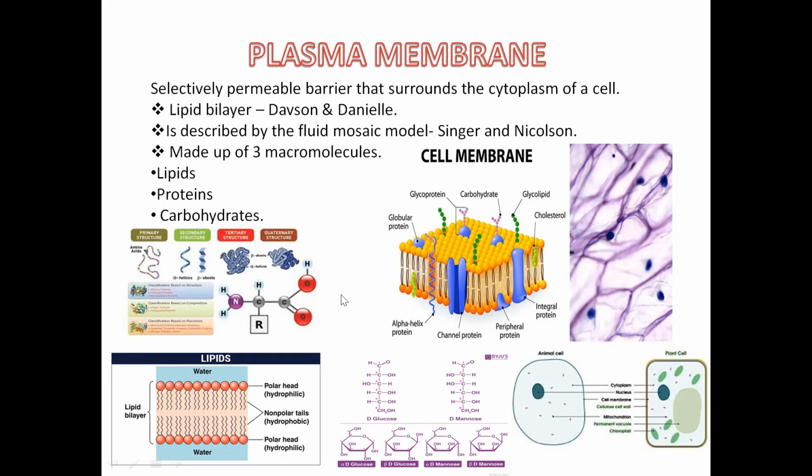So you can see this structure. This is the plasma membrane, and if you cut one part from that, suppose I cut this part, you can see through the electron microscope the structure will look like that. So it is the cell membrane or plasma membrane, in which the three chemicals are present: lipids, proteins, and carbohydrates.